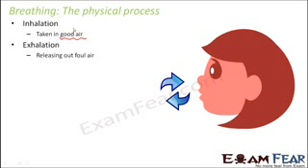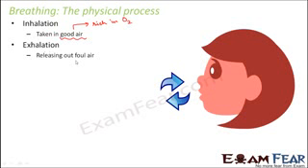What do we mean by good air? Good air is nothing but air rich in oxygen. Why is air rich in oxygen considered good air? Because oxygen is something which is desired by the body, because each and every cell of the body needs oxygen. So air which is rich in oxygen is considered as good air.